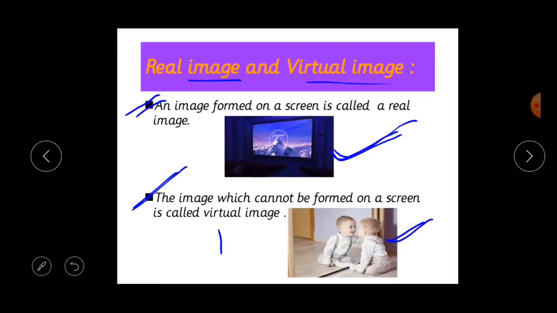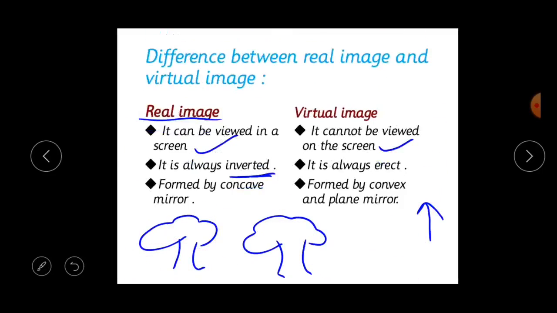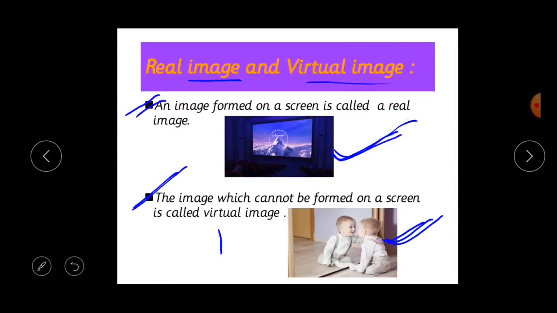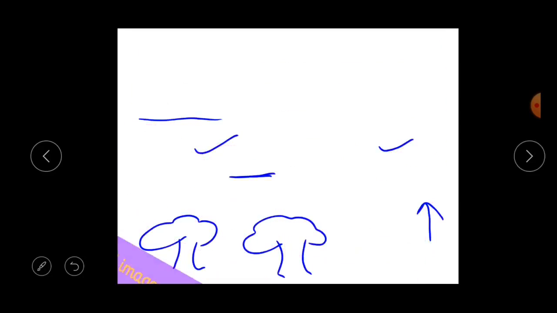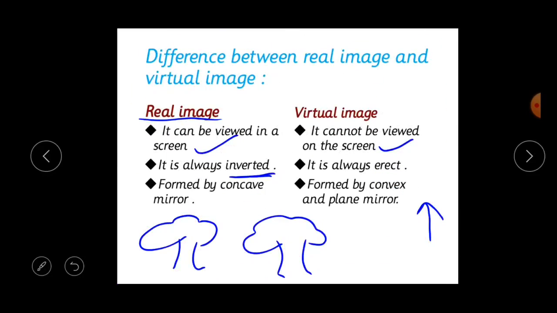For example, now just I told you, image of our face in a plane mirror, it's a kind of virtual image. So here you can see that our face is upright only. Yes, our face is not down and our legs are not on the top. Isn't it? So this is the virtual image. So the real image is always inverted, whereas the virtual images are always erect, means upright. Next is the image formed by concave mirror. So here you can see the real image formed by concave mirrors.